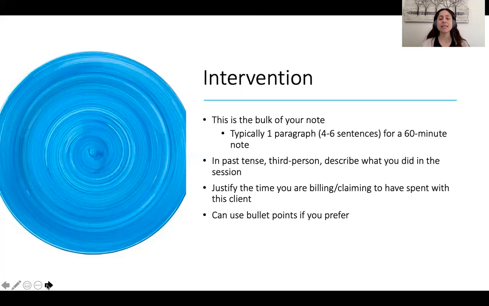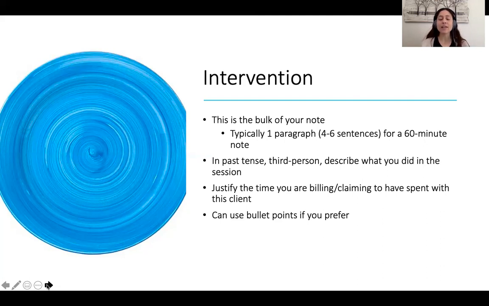The next piece is the intervention. And here you're describing what you, the therapist, did during the session. This is the bulk of your note, and in my opinion, is the most important part of the note because it provides the most justification for your billing, medical necessity, and role as a therapist. It is where you get to show that you actually did therapy.